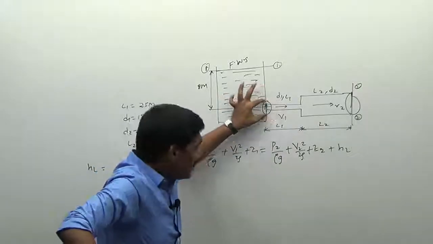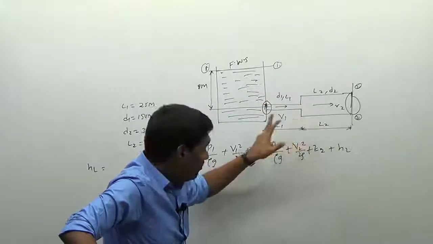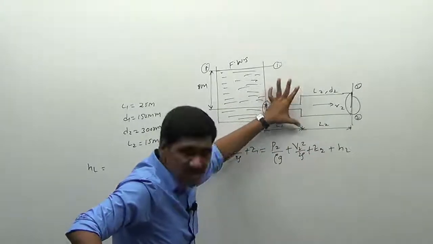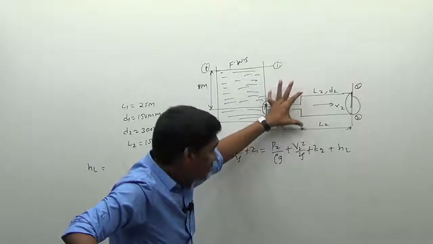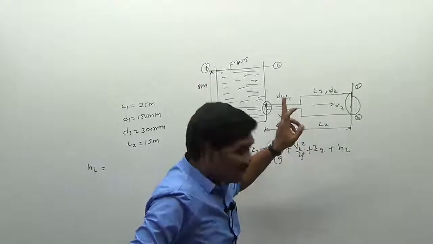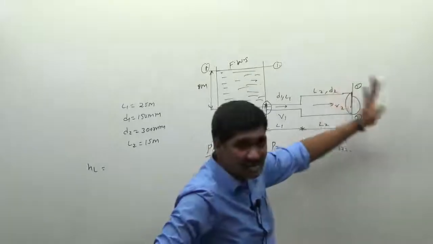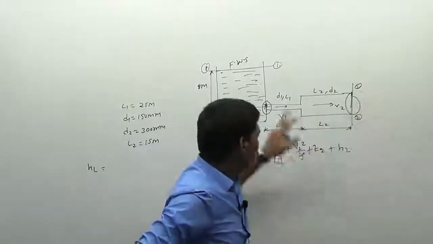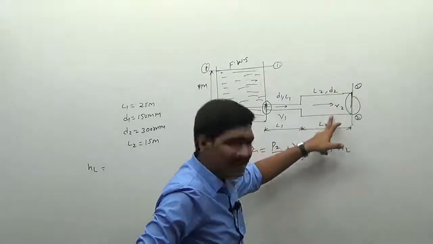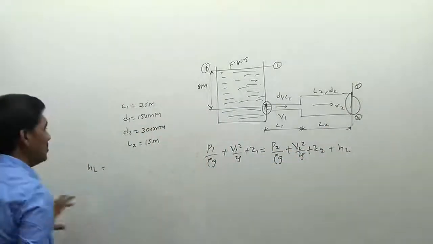We will be having the loss of energy due to entry, as I told. The next thing is loss of head due to friction in the length L1. Next we have a sudden enlargement, so loss of head or energy due to the sudden enlargement, plus loss of head due to the friction in the length L2. And at the exit you will be having some more loss. So 1 is entry, 2 friction, 3 sudden enlargement, 4 again friction, and 5 again exit. Therefore I am writing all the losses here.